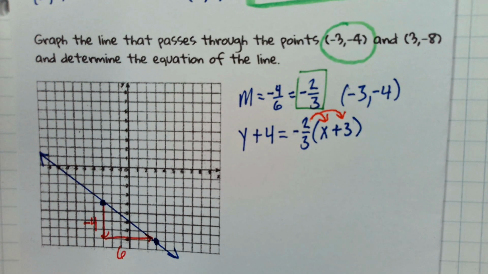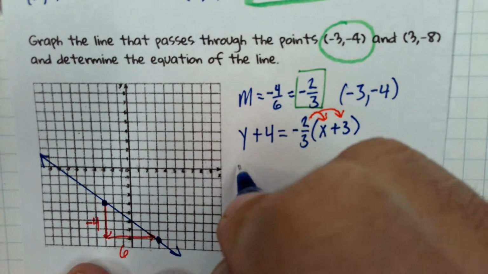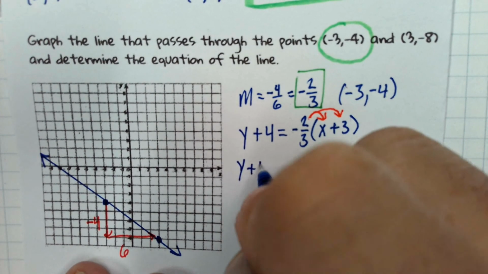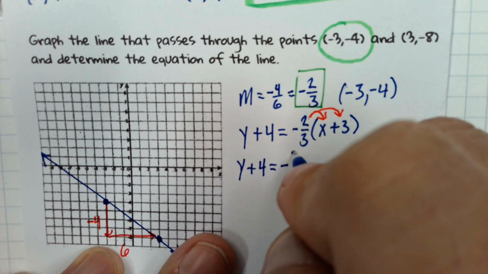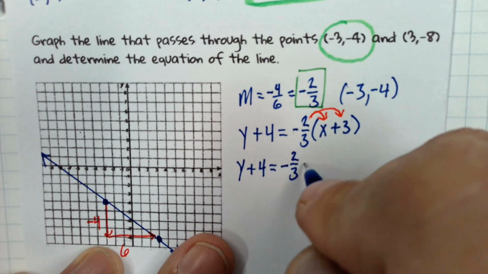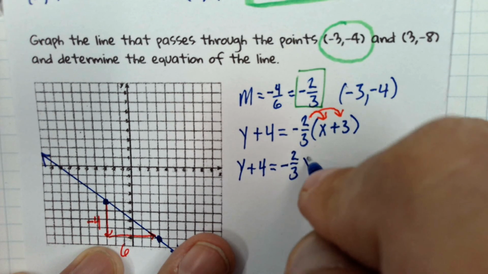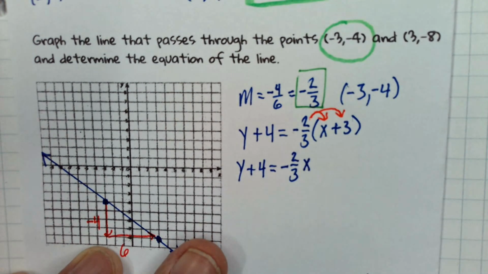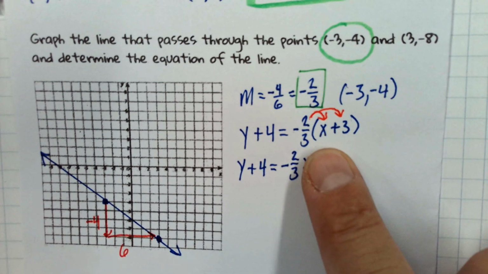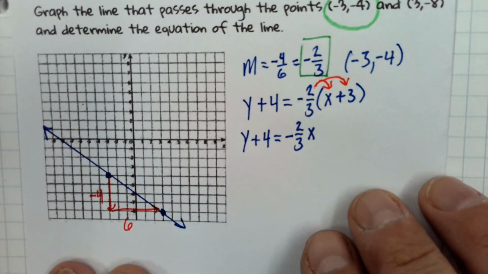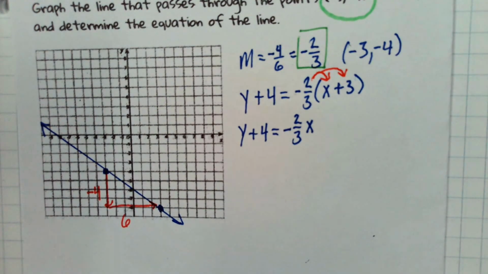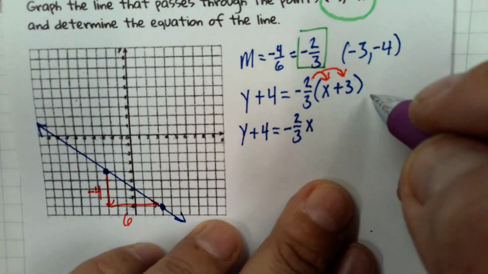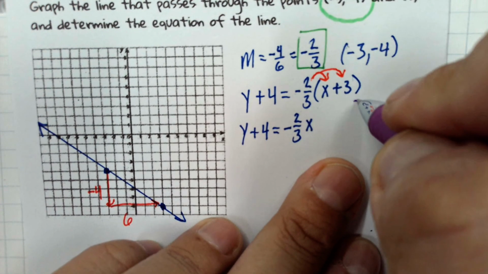I got to distribute negative 2/3. I'm not looking forward to this. y plus 4 equals negative 2/3 times x. Now here's the tricky part. I got to multiply negative 2/3 times what number? 3. Well, we've done that before. It's not impossible. Let me just do it over here.